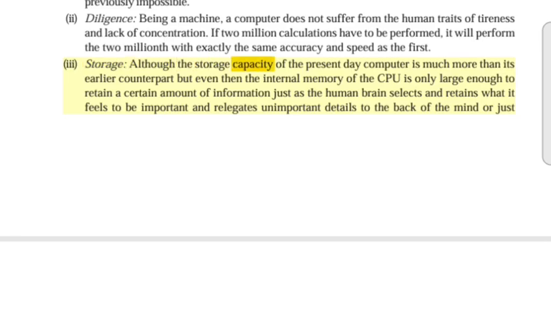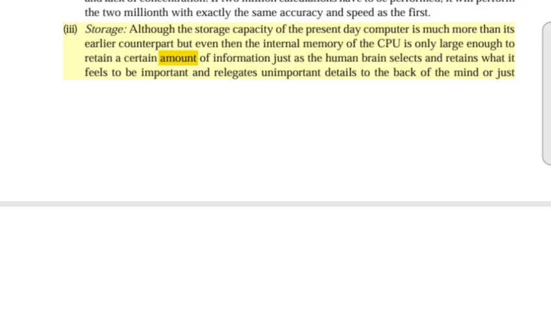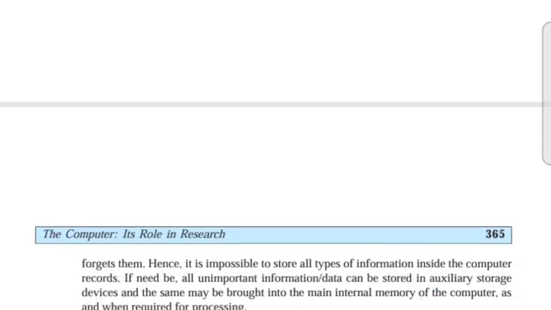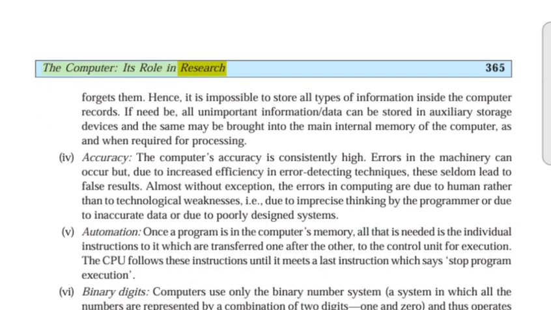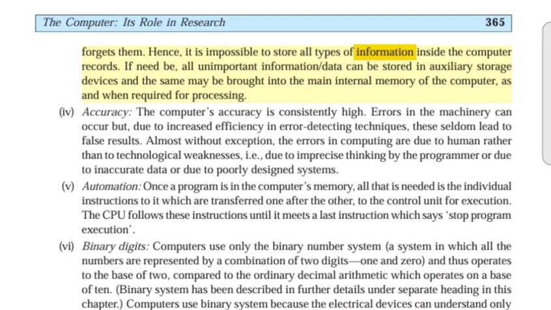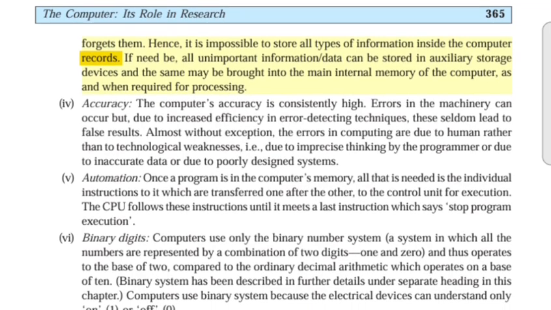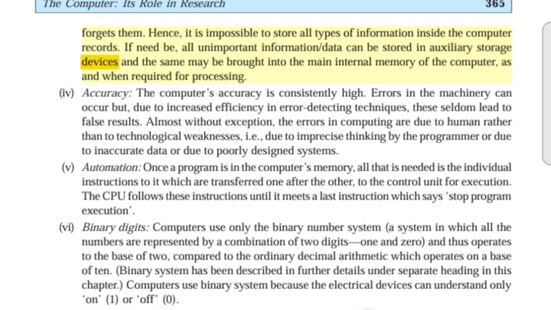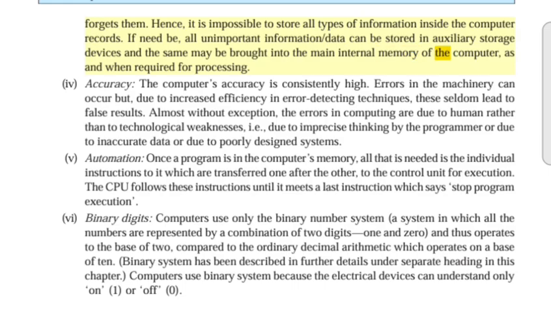Storage. Although the storage capacity of the present-day computer is much more than its earlier counterpart, even then the internal memory of the CPU is only large enough to retain a certain amount of information, just as the human brain selects and retains what it feels to be important and relegates unimportant details to the back of the mind or just forgets them. Hence, it is impossible to store all types of information inside the computer. If need be, all unimportant information or data can be stored in auxiliary storage devices, and the same may be brought into the main internal memory of the computer, as and when required for processing.